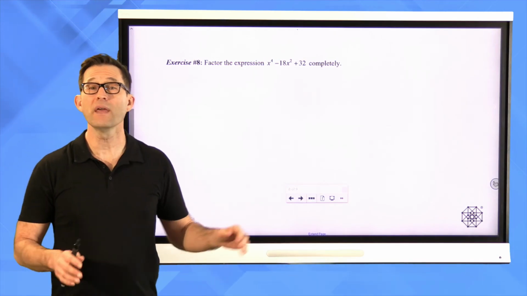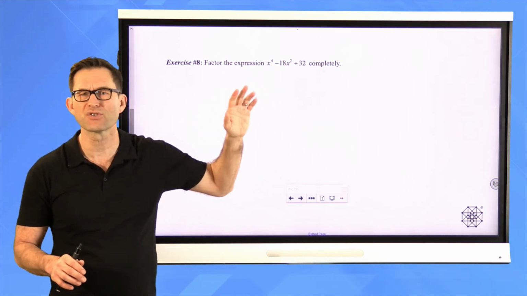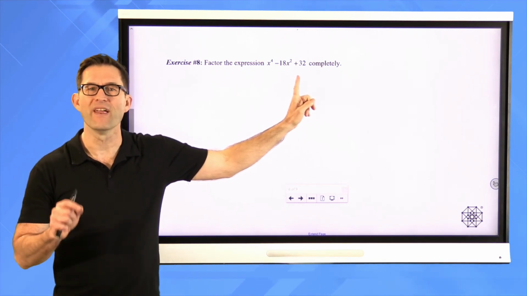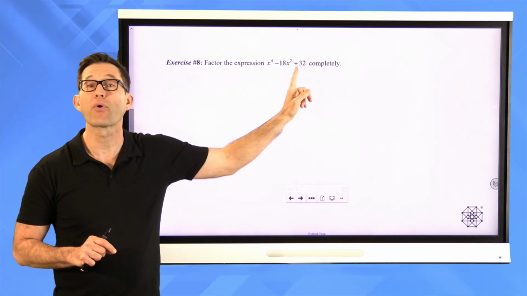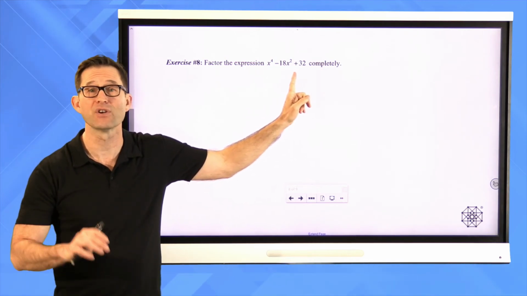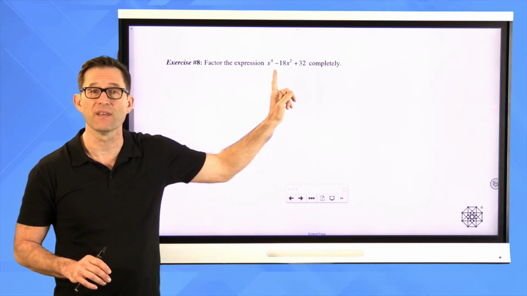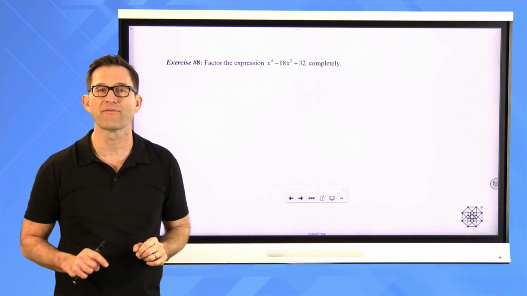All right, well, to begin, I look at it and I go, well, it's a trinomial, right? So I'm going to start with that kind of factoring. I'm thinking about two numbers that have a product of positive 32 and a sum of negative 18. I apologize for misspeaking there. Well, if they have a positive product and a negative sum, both have to be negative.